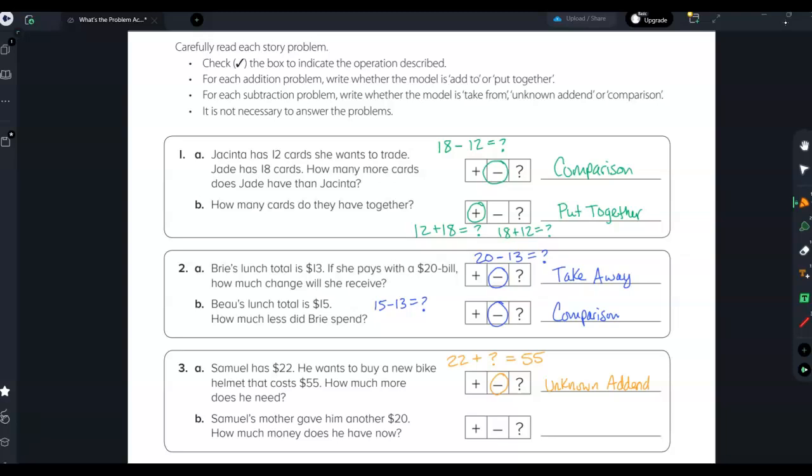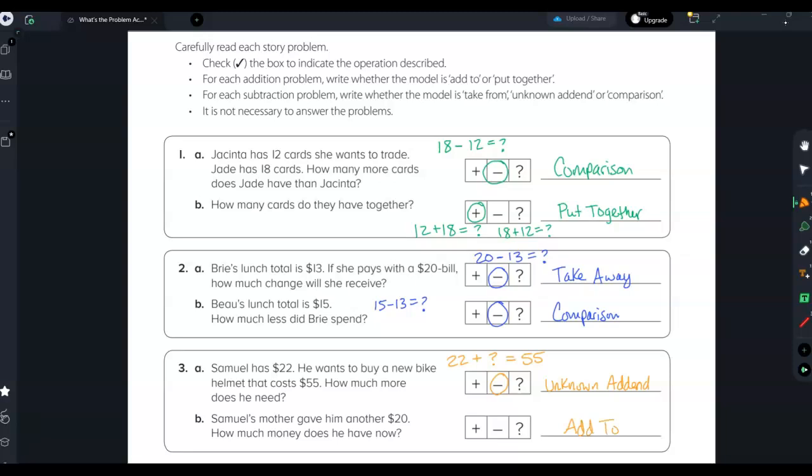Then we have part B. It says Samuel's mother gave him another $20. How much money does he have now? So he started with the $22, right? And now his mother's giving him another 20. If it were asking how much more does he need, then we'd be back to unknown addend. But we want to know how much does he have now. So do we have two parts and we're putting them together, or are we changing a starting value? In this case, since she's giving the money to him, that is getting added to what he has. So this is an add to problem.